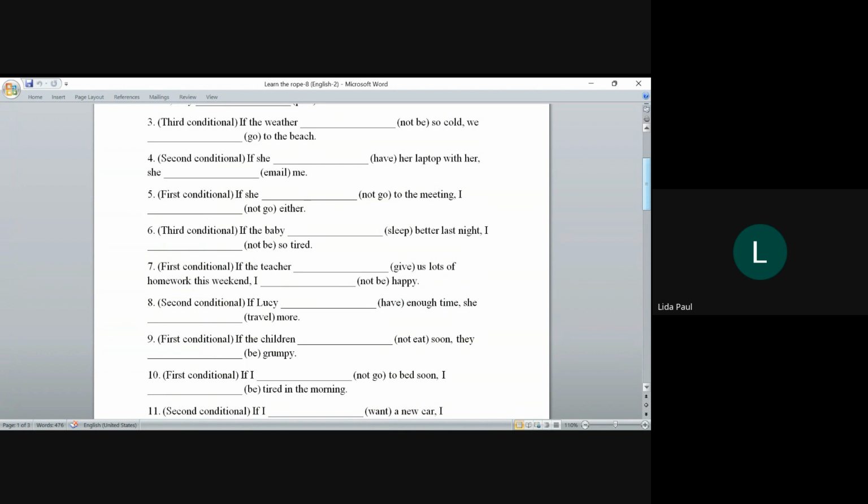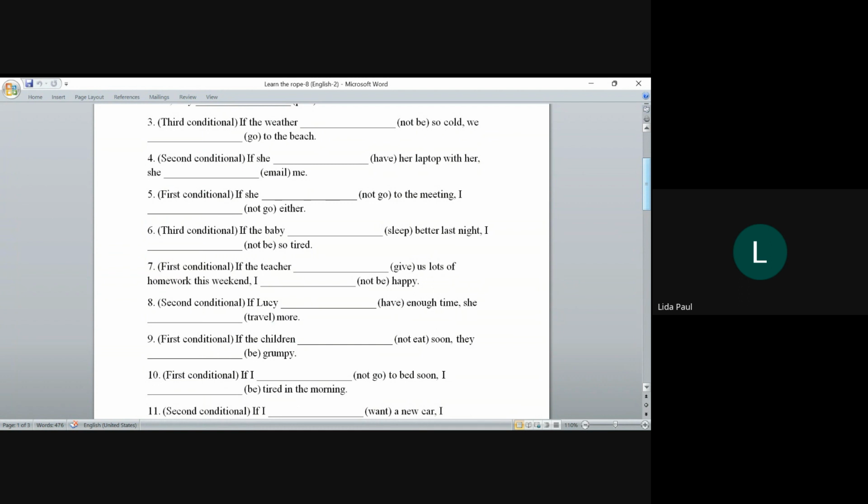Seventh one is first conditional. If the teacher gives us lots of homework this weekend, I will not be happy. Teacher is in the singular form, so you'll have to use the verb in the singular form as well. So if the teacher gives us lots of homework this weekend, I will not be happy, right? Because simple future tense for the main clause.